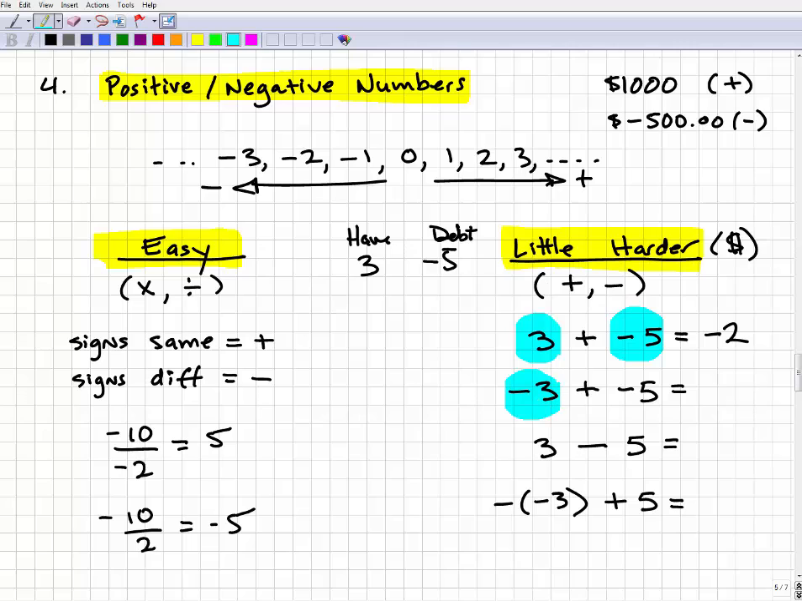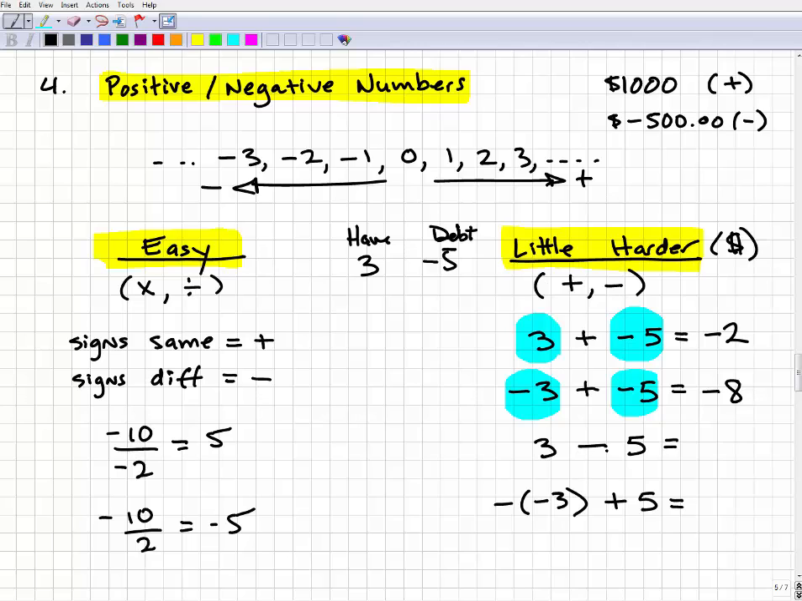Okay, this means you owe somebody $3, and then somebody else walks up to you and says, hey, you owe me $5 as well. So now you have a total of what? You have a total of $8 in debt. Okay, so -3 plus -5 is -8. All right, so this is addition. If you know how to add positive and negative numbers, then you'll know how to subtract.